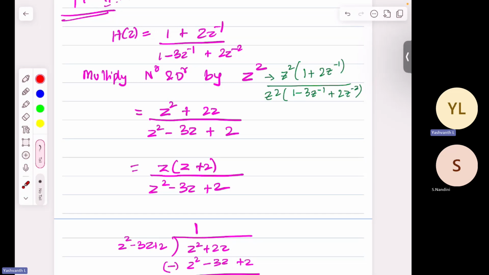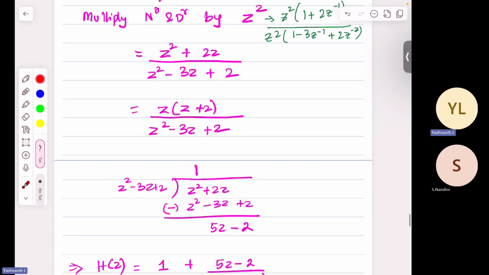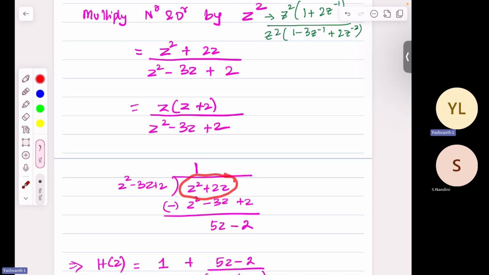That is, the degree of the denominator should be more than the degree of the numerator. But here they are equal, z square coming. So what you do is divide the numerator by the denominator to get a proper fraction. So z square plus 2z, you divide by z square minus 3z plus 2. The z square coefficient is 1, therefore 1 times it goes.